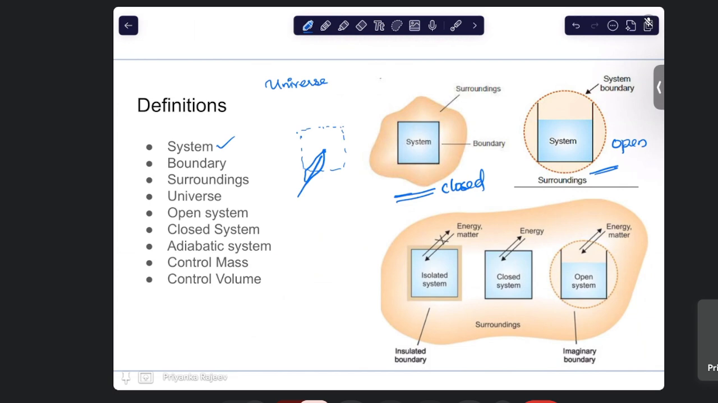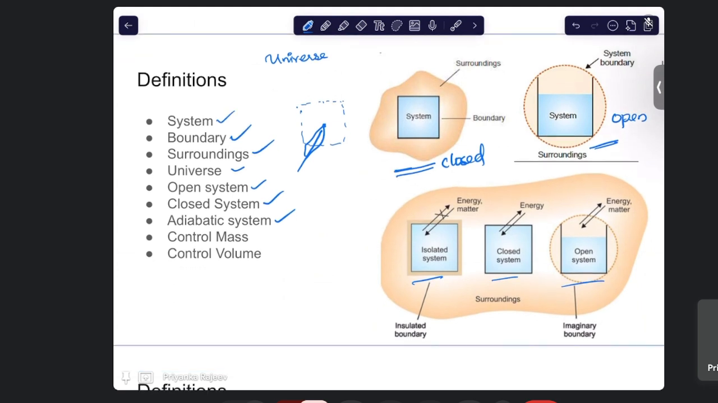Now, system, boundary, surroundings, and universe. So those terms, I hope they are understood. And now there is something called open system and closed system and adiabatic system. So these are the three systems. So open system is where both energy and matter can enter or exit the system.